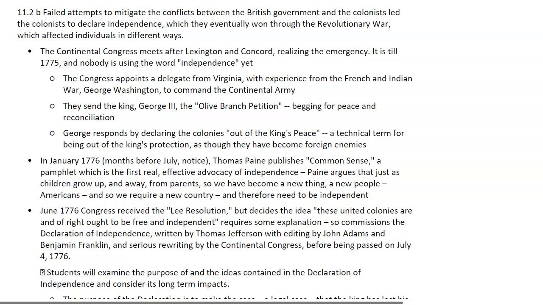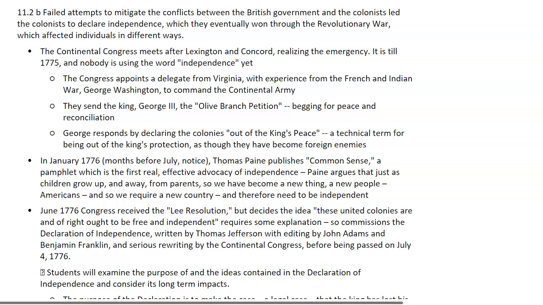This runs like wildfire through the 13 colonies. Everybody reads Common Sense, and it starts to have a real effect. In June of 1776, Congress starts talking about a thing called the Lee Resolution. Richard Henry Lee from Virginia proposes that, quote, these united colonies are, and of right ought to be, free and independent.